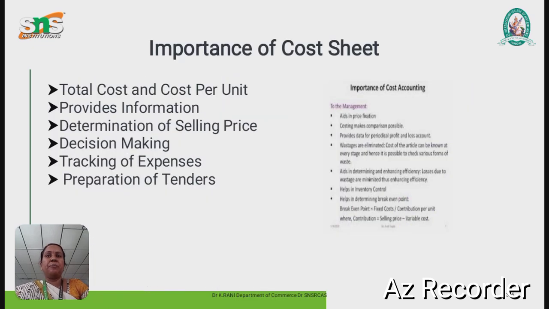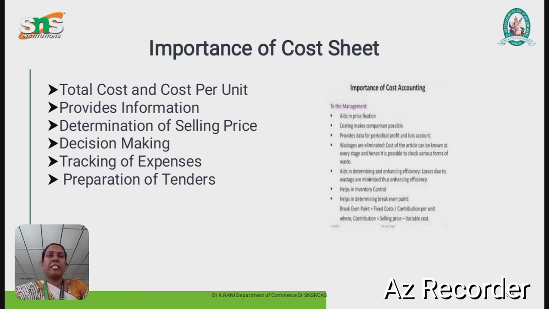Importance of cost sheet. Total cost and cost per unit. The cost sheet provides data related to the cost incurred in the production of a particular product. This cost data provides both the total cost and per unit cost of the product. Second, provide information. The cost sheet shows the cost incurred in the production of a product at every production level. This includes the cost of raw material used, wages paid to labor, cost incurred in administrative work, and cost of selling and distribution.